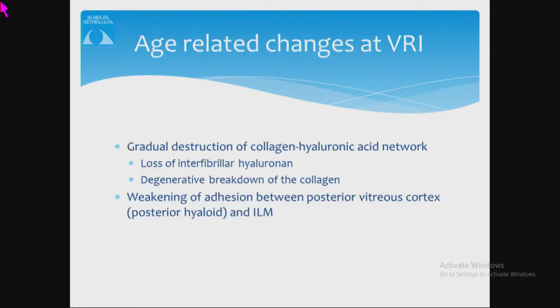With age, changes occur in the vitreoretinal interface. There is a gradual destruction of collagen and hyaluronic acid, leading to the loss of interfibrillar hyaluronan and to weak vitreomacular adhesions. This weakening causes the posterior vitreous cortex to detach from the ILM, known as posterior vitreous detachment.